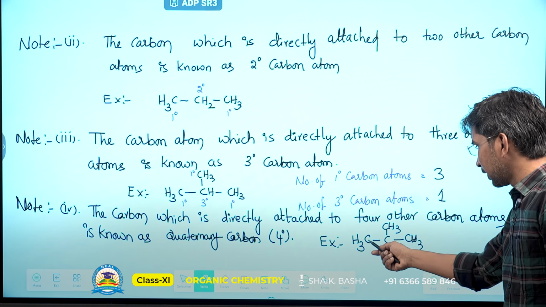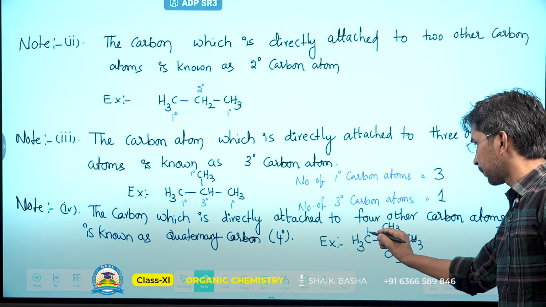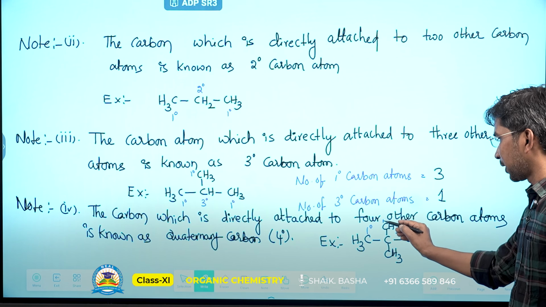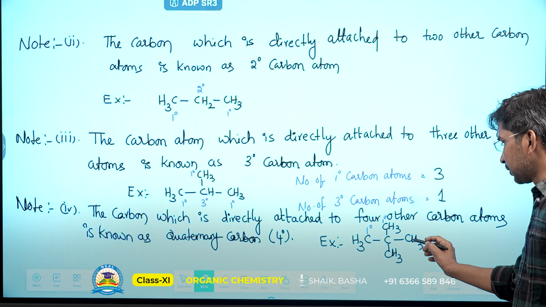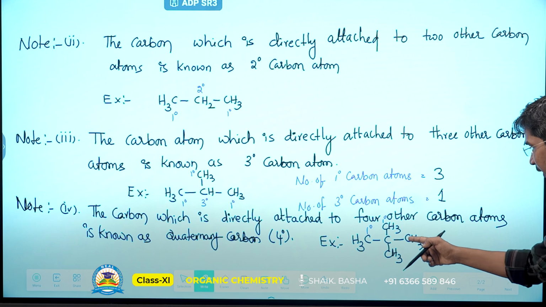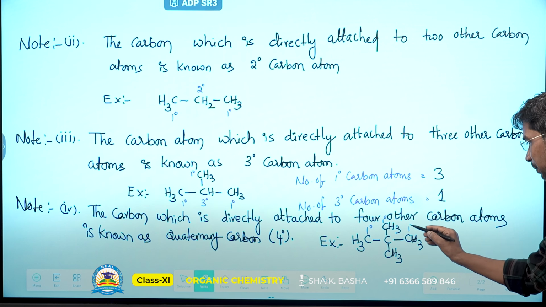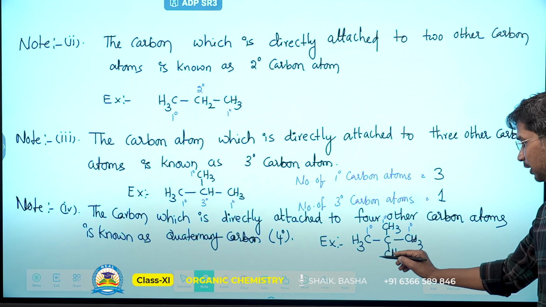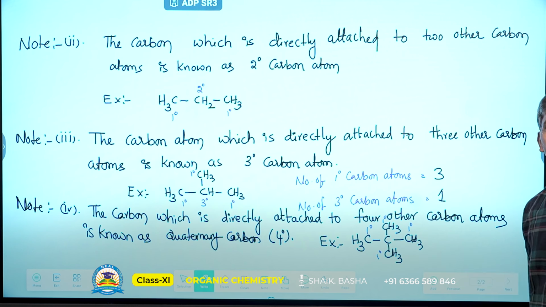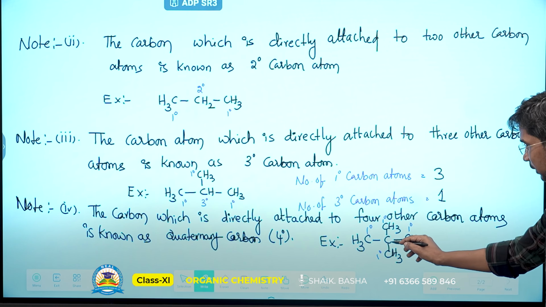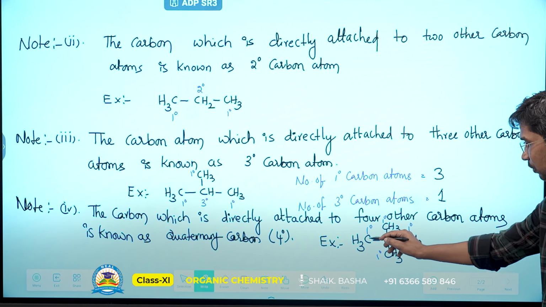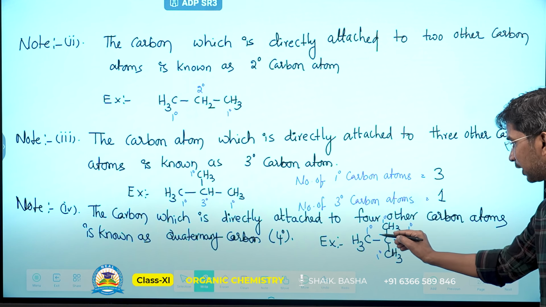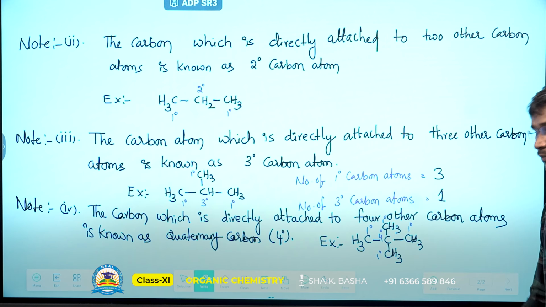If you observe, this carbon is attached to only one carbon. This is primary. This carbon is connected to only one carbon. This is primary. This carbon atom is attached to only one carbon atom. This is also called primary carbon atom. This carbon atom is directly attached to only one carbon. This also belongs to primary. What about this one? This carbon atom is directly attached to 1, 2, 3 and 4. So this carbon atom is quaternary carbon atom.